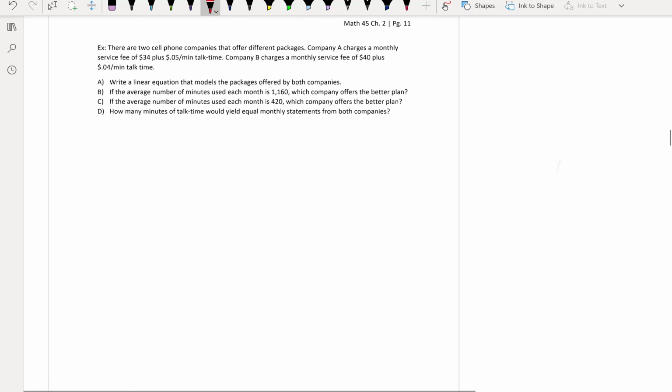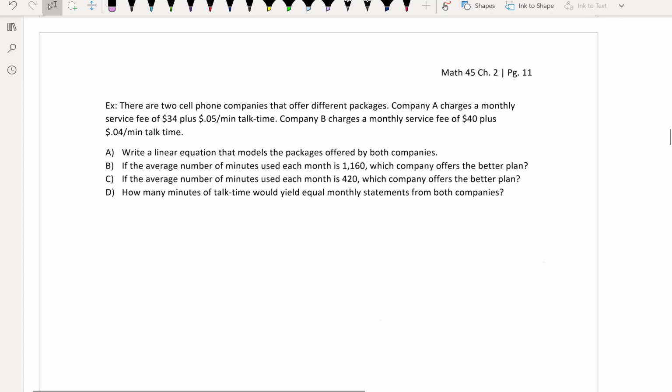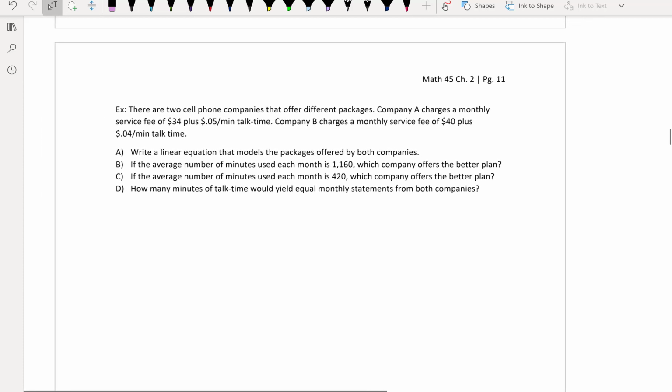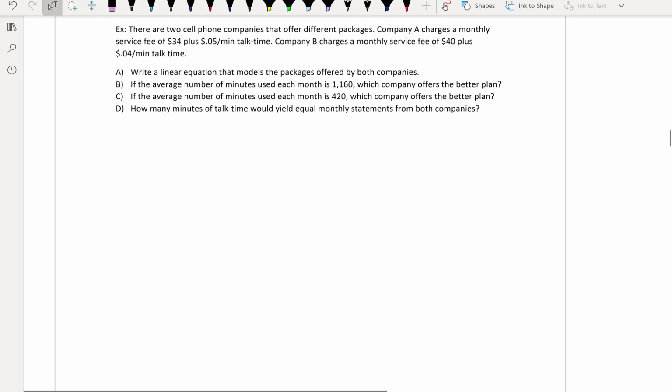Now let's dig into our second question here. It says there are two cell phone companies that offer different packages. Company A charges a monthly service fee of $34 plus 5 cents per minute talk time. Company B charges a service fee of $40 plus 4 cents a minute talking time. Part A, write a linear equation that models the package offered by both companies. So, okay, here we go. Part A.